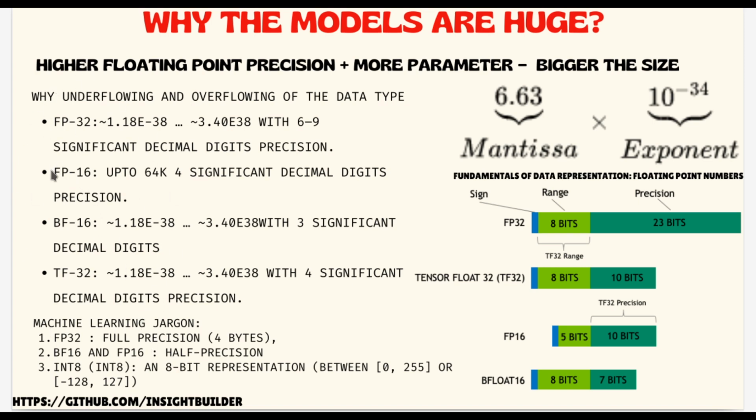Most of the models use FP16, which can store up to plus or minus 65,500. That is the maximum range of this FP16 floating point data type. However, when you change the floating point data type to FP32 or BF16 or TF32, then the numbers the data type can represent are very, very huge.